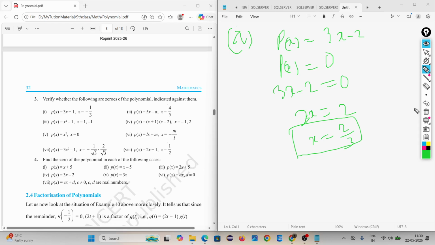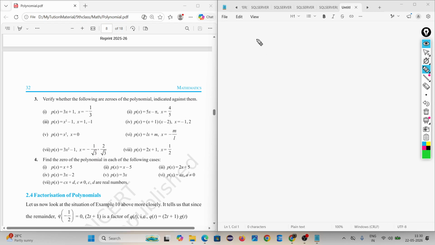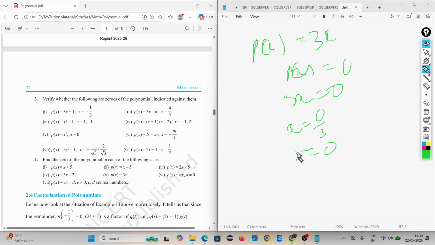Then another: polynomial of x equal to 3x. Only 3x. Your P of x should equal 0. So 3x equal to 0, x equal to 0 by 3. 0 divided by any number in the world becomes 0.